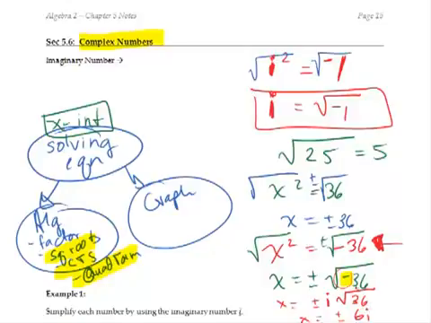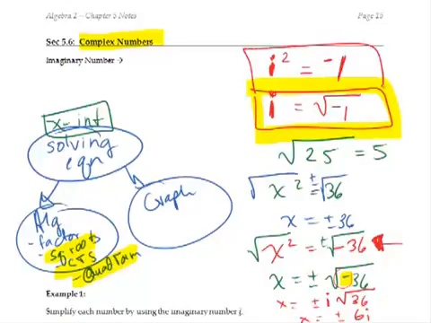What you need for your definitions, then, is to make sure that you have i equals the square root of negative 1. We're going to use that a lot today. And then the other one that you want to make sure you have is i squared equals negative 1. So these two definitions are what an imaginary number is. It allows us to finish problems where you would have a negative under the square root.